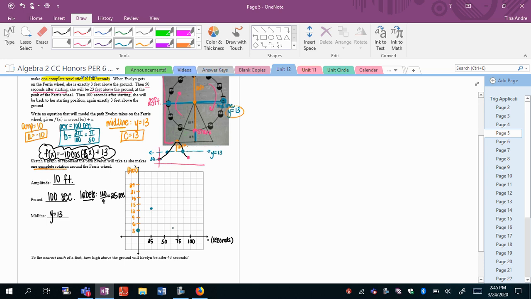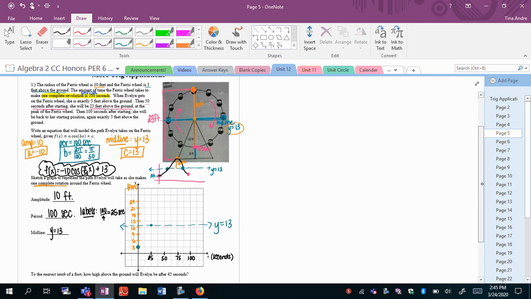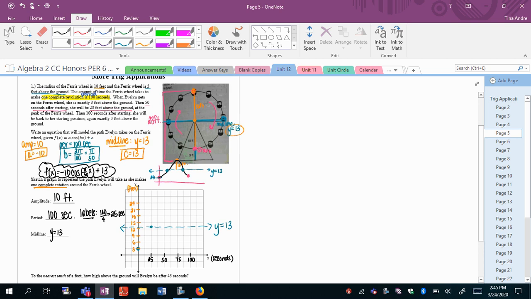And then I'm going to go ahead and actually draw a line through that for my midline so that when I graph the other points, it's consistent. This is my midline. And then I go up from there, I go up to the highest point, which is up at 23. So now we're halfway through our cycle, so we're at 50. So this is at 23, again, just approximating that. Then 75 seconds in, we're back to the midline.